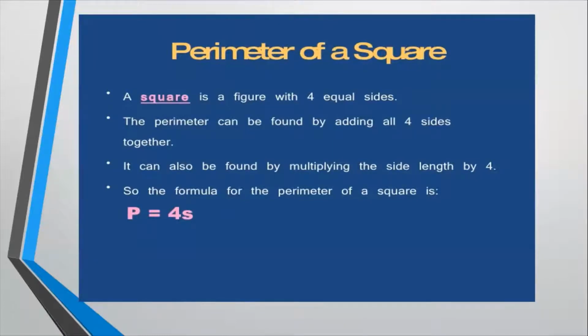Very good. Excellent. So a square is a figure with four equal sides, and perimeter can be found by adding all four sides. हमने अभी rectangle का find किया था. What we did, we add all four sides and we get the perimeter of the rectangle. Now here we have the square. So square का perimeter कैसे find करेंगे? Square का perimeter ऐसे फाइंड करेंगे that we are going to add all those four sides.